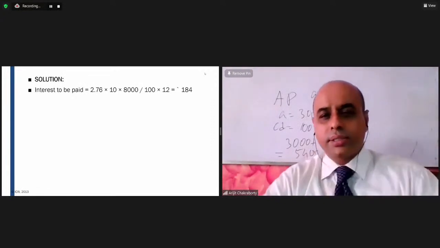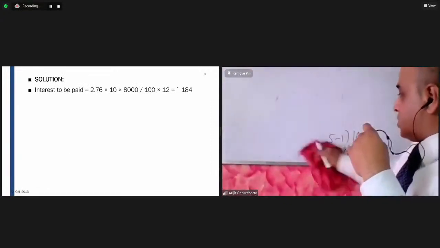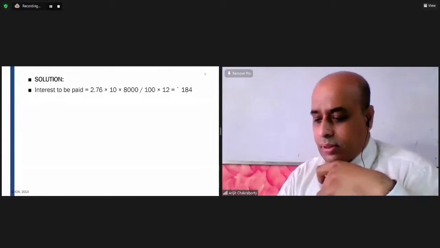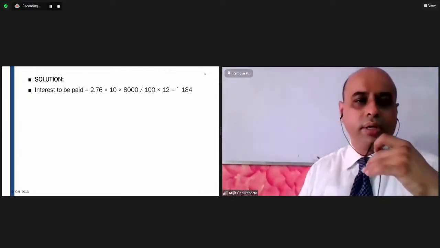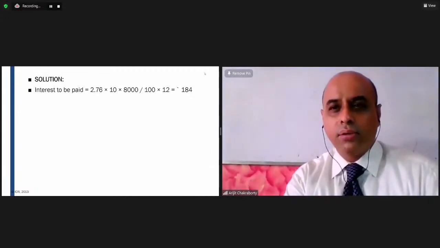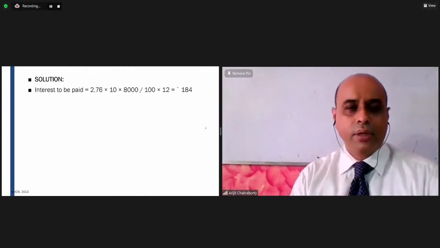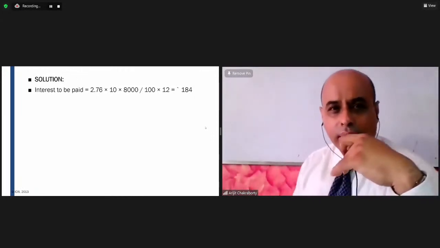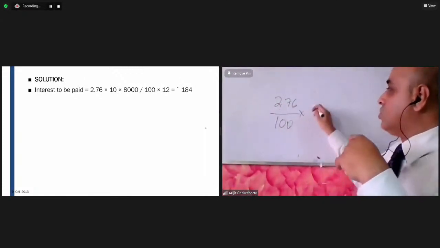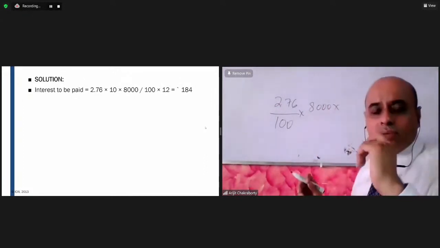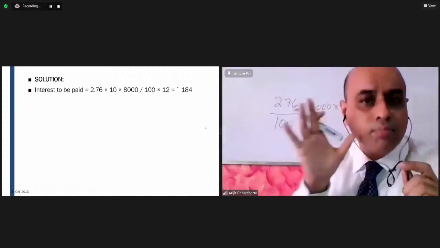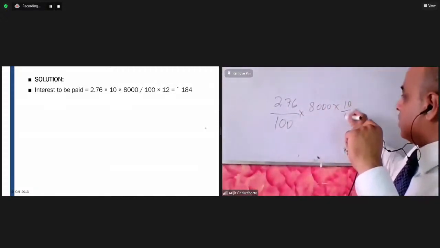Interest which is to be paid, let us work out the interest. Now, this is also a very interesting question, and the working out is done step by step. So first we find out the total amount of interest which you have to pay. The amount is 8,000 rupees. So 2.76% for 1 year into 8,000. But you are paying it for 10 months because you are completing the entire repayment in a time of 10 months. So it will be into 10 by 12.